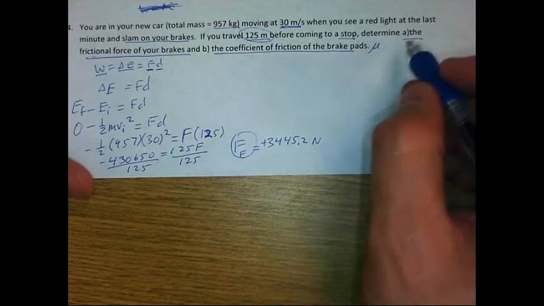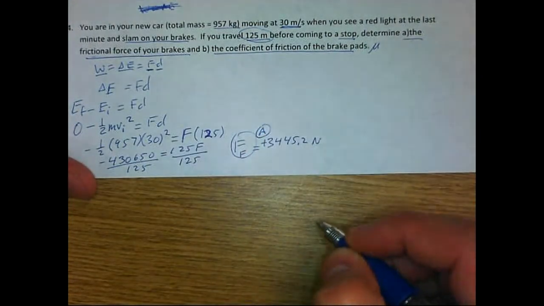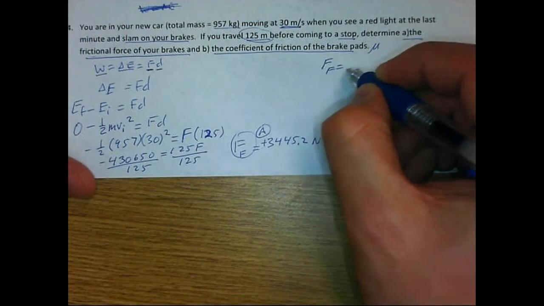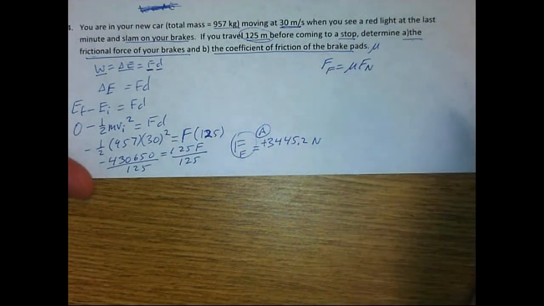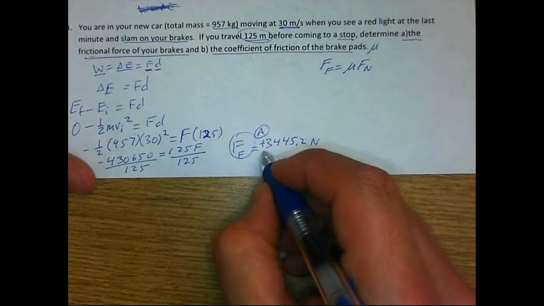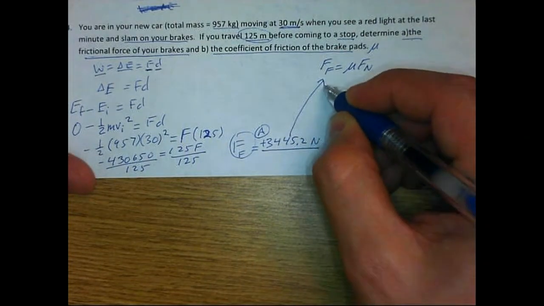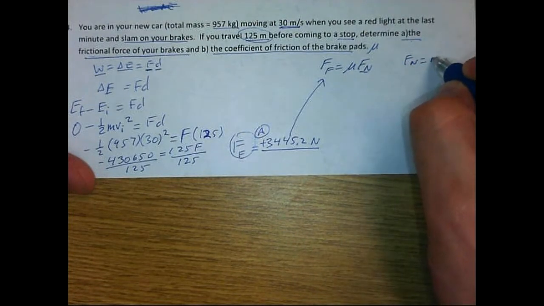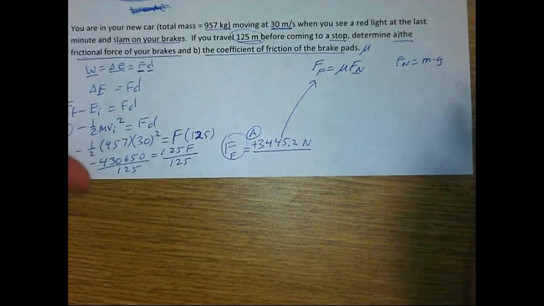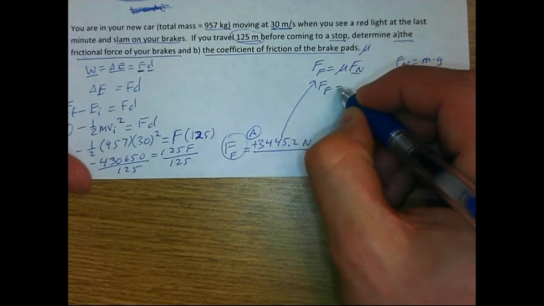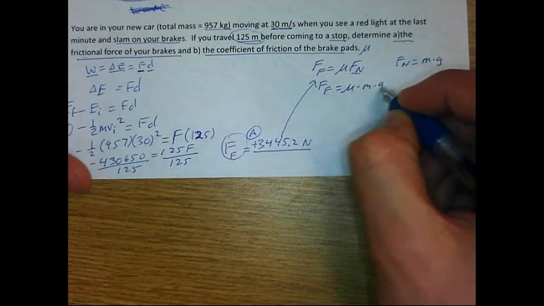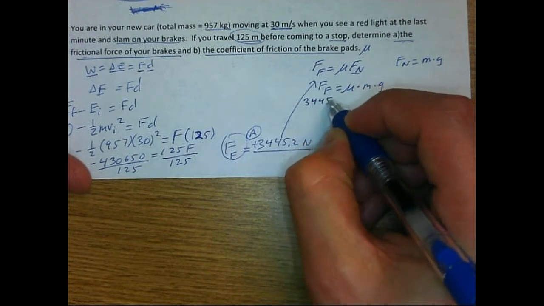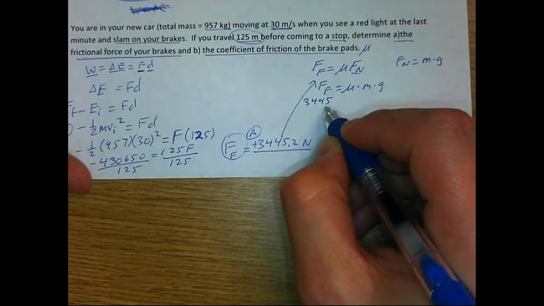Alright, but we're not finished yet. This was part A. We found the frictional force, so we're done with A. Now we need to find the coefficient of friction. Well, once again, the only place that you can go to for the coefficient of friction is the friction formula. We just found the friction force. That'll go in here. And the normal force, don't forget, equals the weight, which is mass times gravity. So we can change this to be mu times mass times gravity and substitute our numbers in. 3445. Remember, we want to make this positive. We don't want a negative in here for our friction equation.